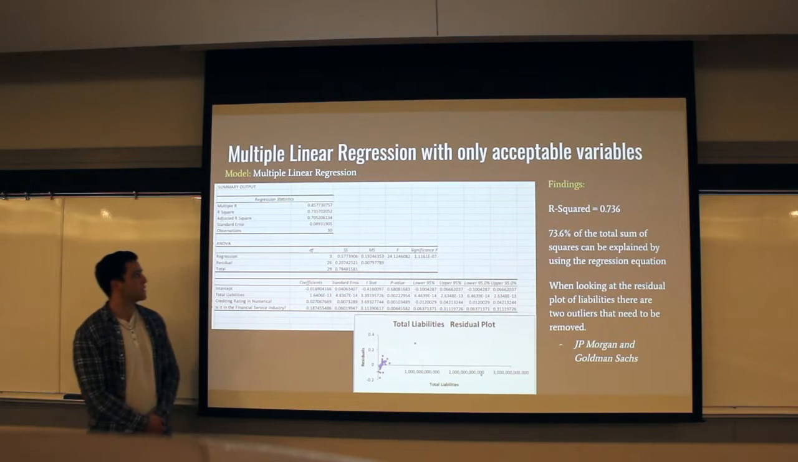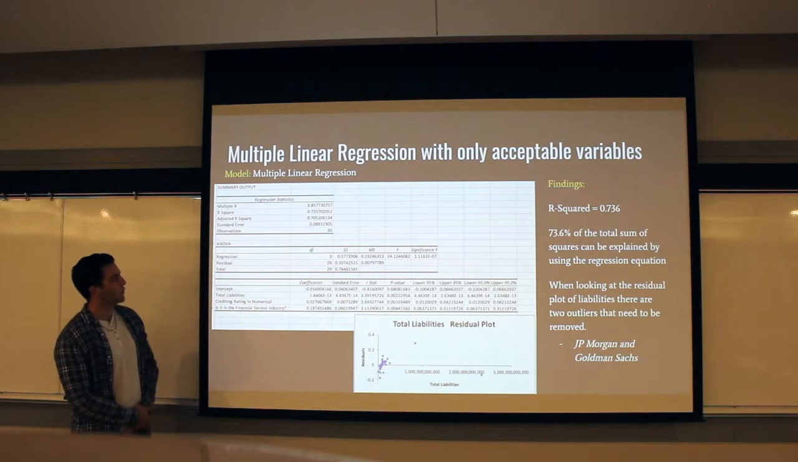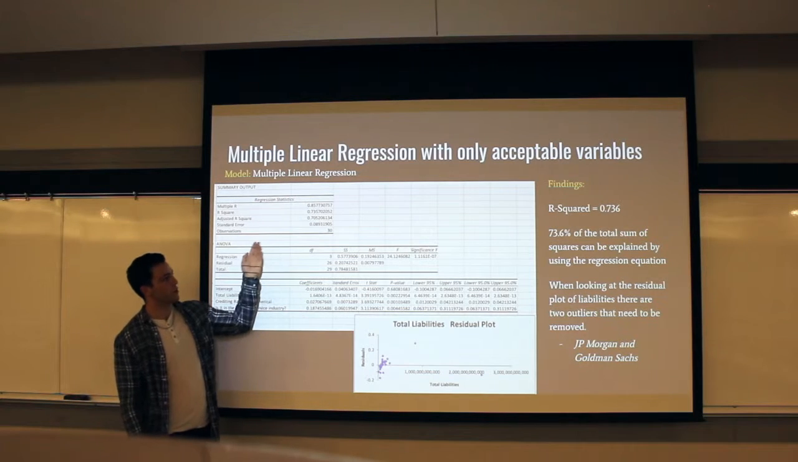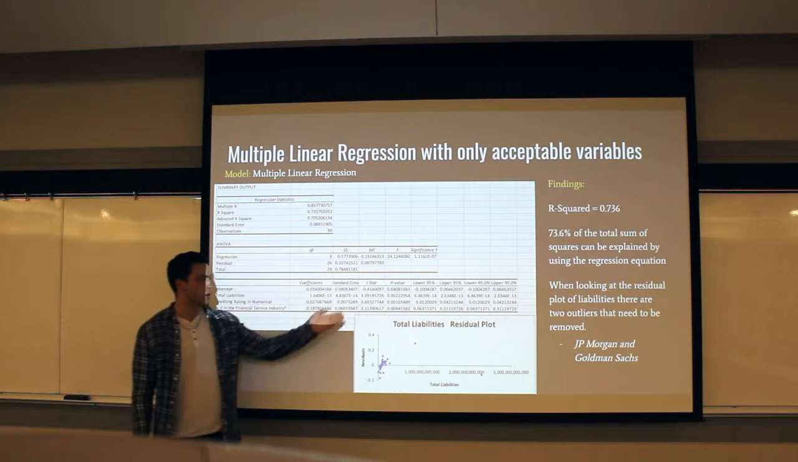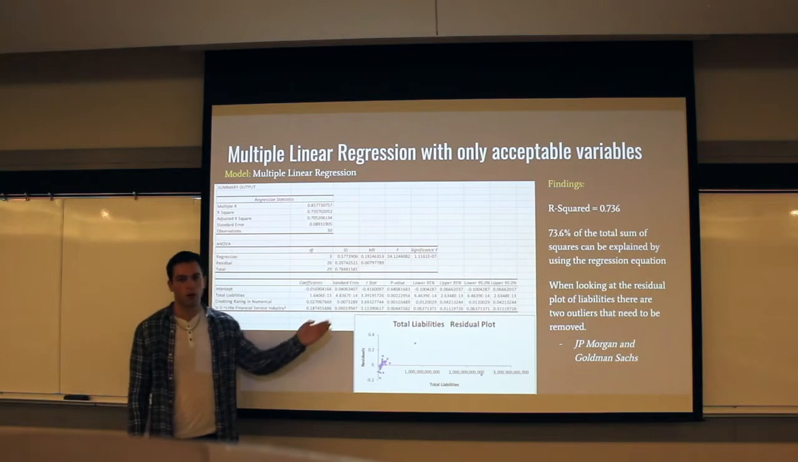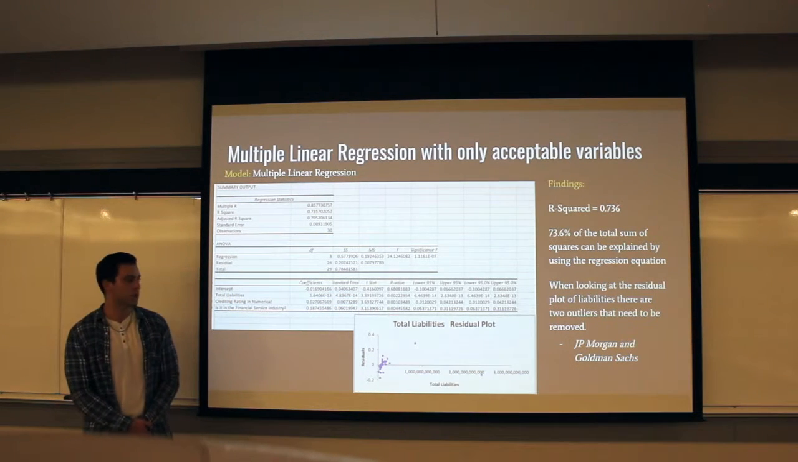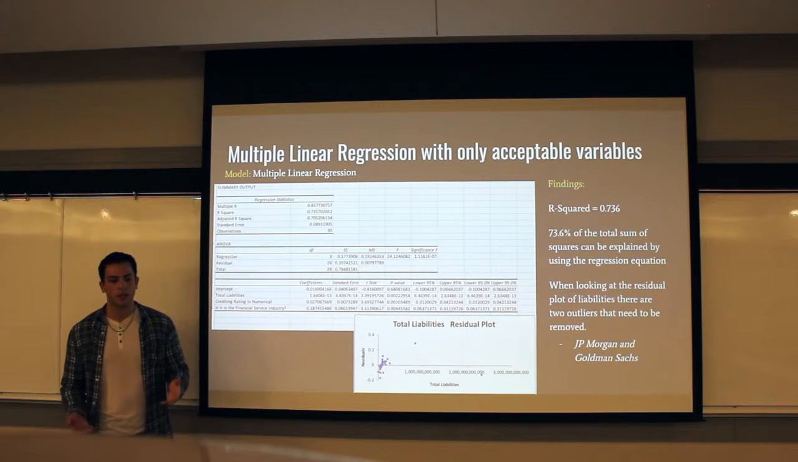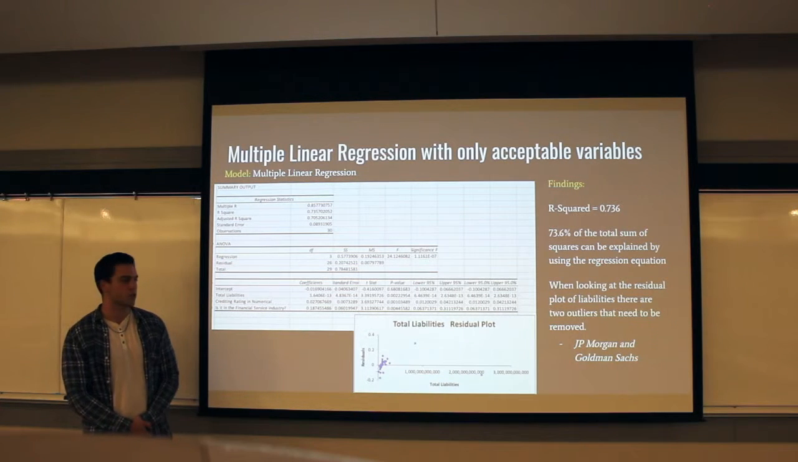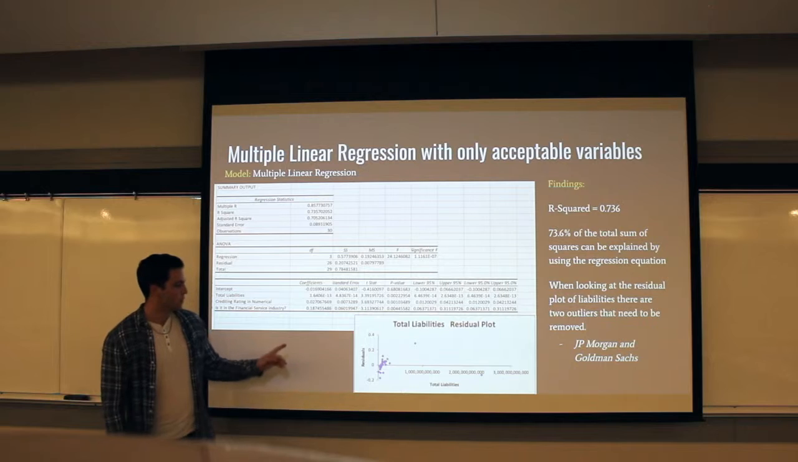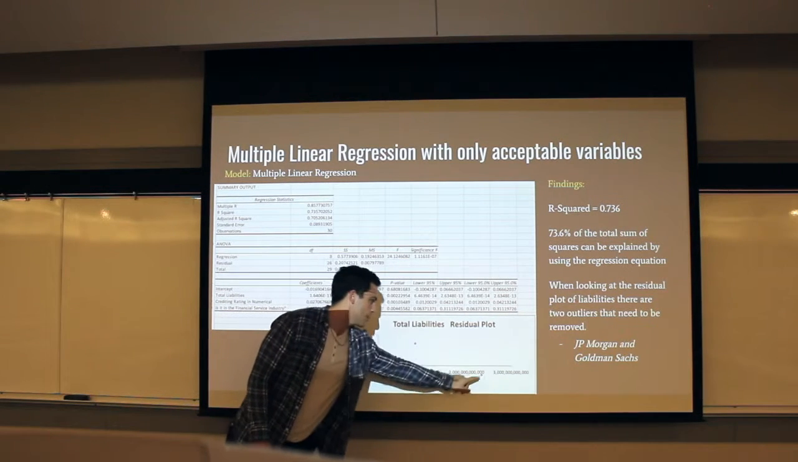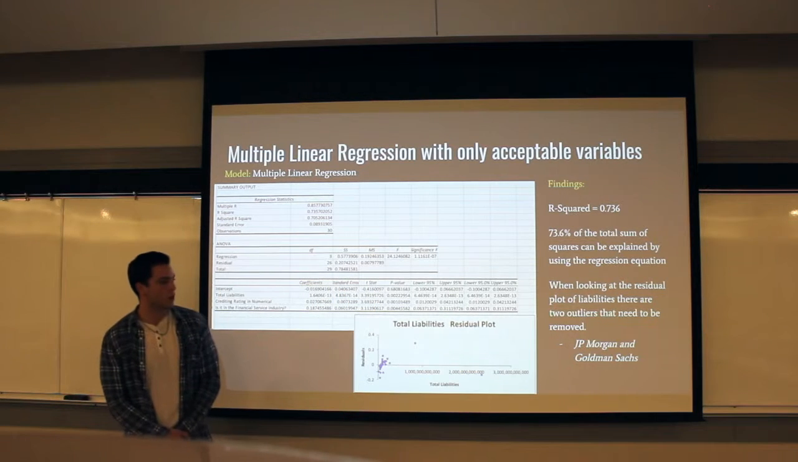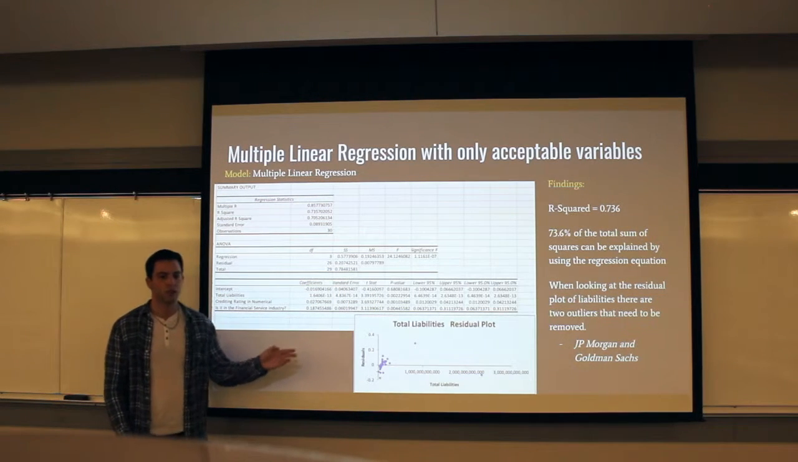All right, so now this is one of the last regressions we ran. If you look at the R-squared, now the R-squared is 0.73. If you look at the p-values, you'll notice that they're all under 0.05, so now they're all acceptable. But an issue that we encountered was when we were looking at the residuals of total liabilities, we found that there are two outliers, one right here and another one right there. And these outliers were JP Morgan and Goldman Sachs.